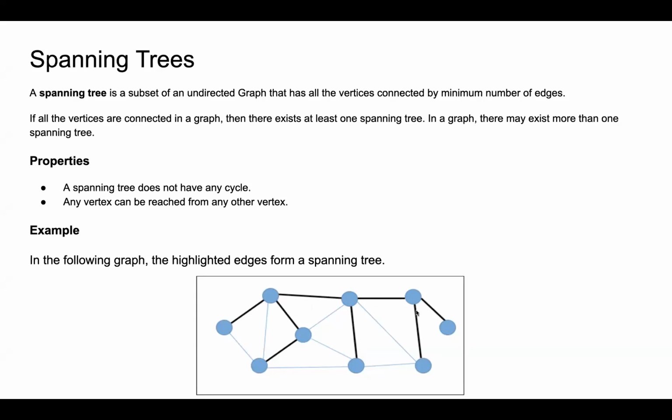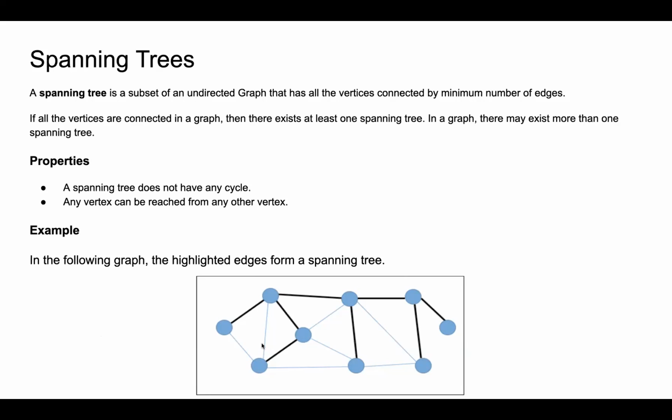Now how does it form the spanning tree? Okay, it takes all the vertices from the graph. The spanning tree takes all the vertices from the graph, and it has a minimum number of edges. All the vertices are connected with a minimum number of edges. Suppose this graph has 1, 2, 3, 4, 5, 6, 7, 8 and 9 vertices. It has 9 vertices.